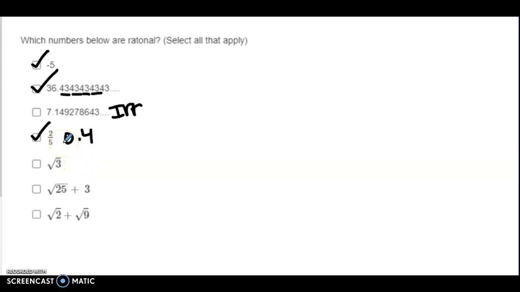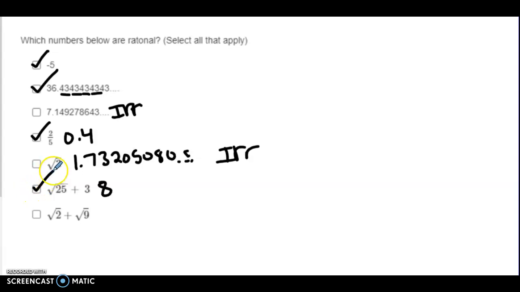For the square root of 3, if you do that in a calculator, it gives you 1.7320508 and keeps on going. So that one does not repeat and it does not end, so it is irrational. I'm going to type this next one in. The square root of 25 plus 3, that equals 8. And 8 is a nice, pretty whole number, so that's going to be rational.